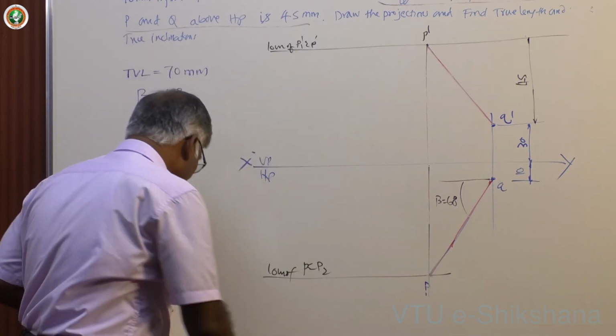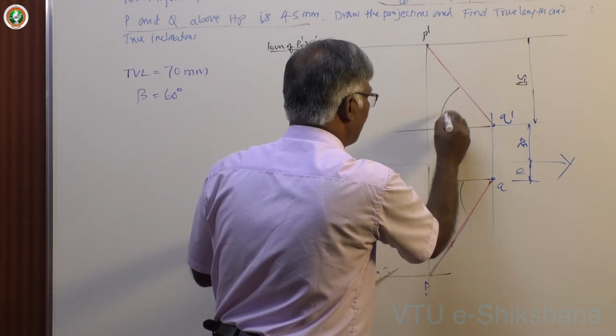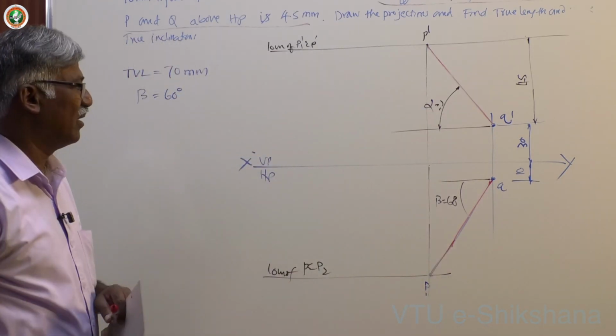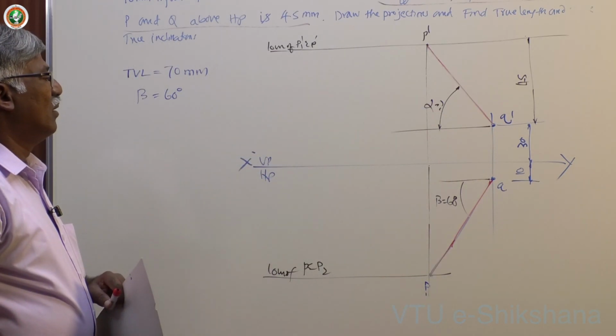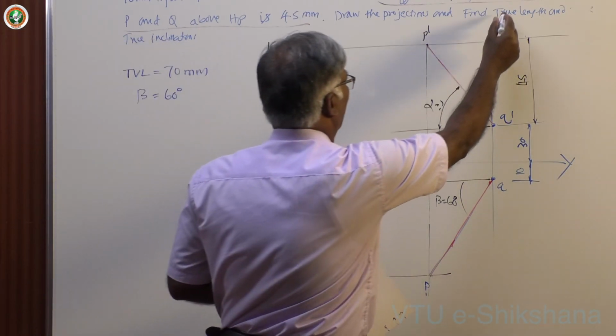Now what is this angle? This angle is alpha. You have to measure and say how much. In the computer you will get the value directly. Okay, now he says find the true length and true inclinations.